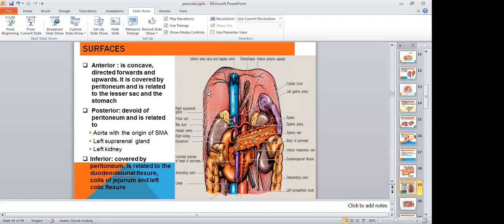The surfaces: the anterior is concave, directed forward and upward. It is covered by peritoneum and is related to the lesser sac and the stomach, while the posterior is devoid of peritoneum and is related to the aorta with the origin of the superior mesenteric artery. This is the aorta, left suprarenal gland, and the left kidney, while the inferior is covered by peritoneum and is related to the duodenojejunal flexure, coils of jejunum, and left colic flexure. This is the duodenojejunal flexure.